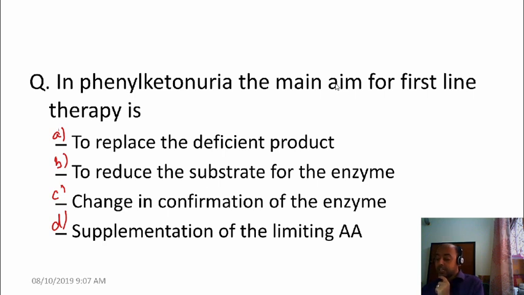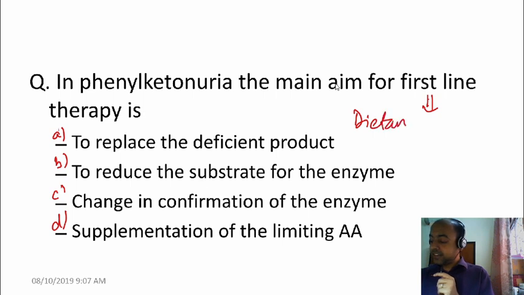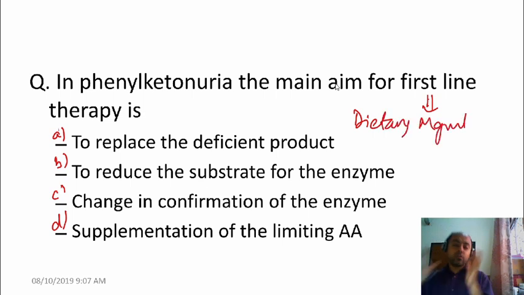In phenylketonuria, the main aim of first line therapy is to replace the deficient product, to reduce the substrate of the enzyme, to change the conformation of the enzyme, or supplementation of the limiting amino acid. So I'll just quickly mention what we are doing in the first line therapy. First line therapy is dietary management. Why are we doing dietary management? We want to decrease the level of phenylalanine so that the alternate metabolic products are not formed. By doing the dietary restriction, we are reducing the phenylalanine available for the alternate pathway.